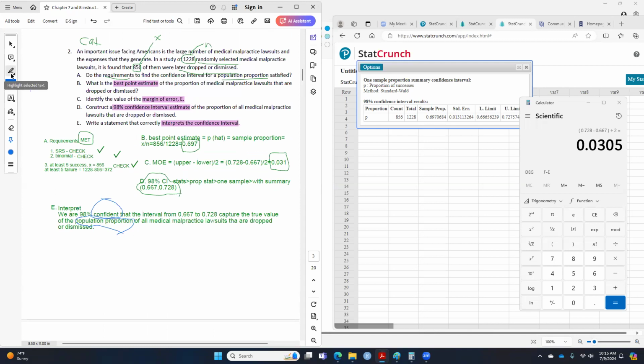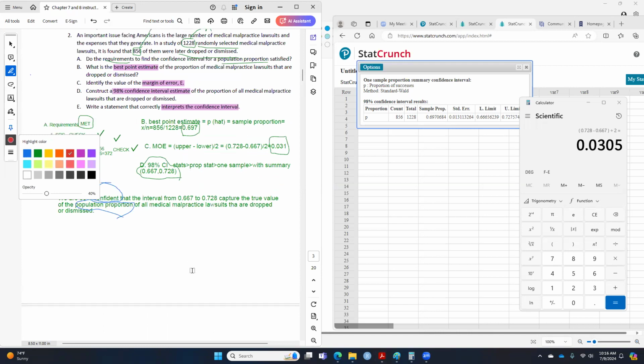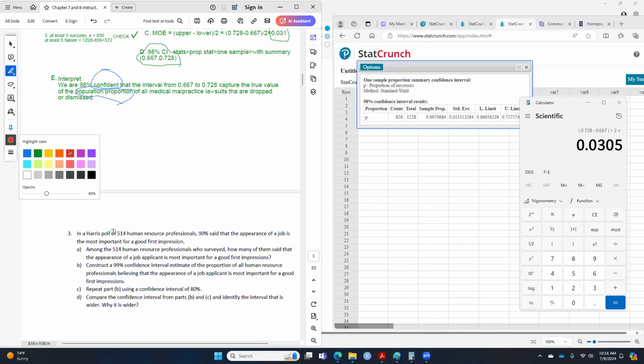Right, so in question 2, the question gives us two important numbers, your n and your x. Now, not always does the question give you n and x. So let's read question 3, and you will notice the difference between question 2 and question 3. Question 3 says that in a Harris poll of 514 human resource professionals, 90% say that the appearance of a job candidate is the most important for a good first impression.